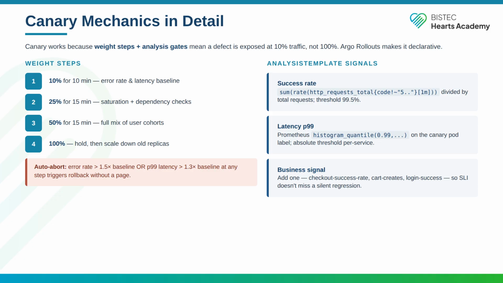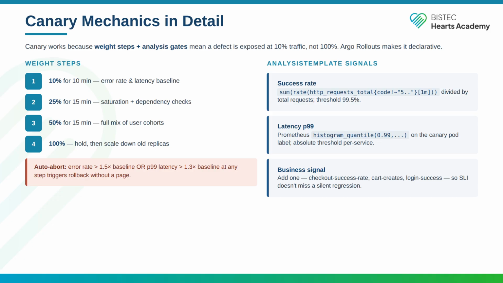The analysis template signals: success rate, computed as the rate of non-500 responses over total requests, threshold 99.5%. Latency P99, computed with histogram quantile on the Canary pod label, with an absolute threshold set per service. And one business signal: checkout success rate, cart creates, login success. So the service level indicator does not miss a silent regression that hurts revenue without hurting latency.